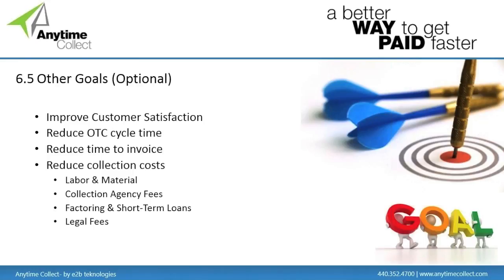6.5, I'm giving you a bonus here. These are some other optional goals. I would only look at these after you've tackled the first 3 goals and achieved some level of success there: getting paid faster, reducing your bad debt, and reducing disputes.